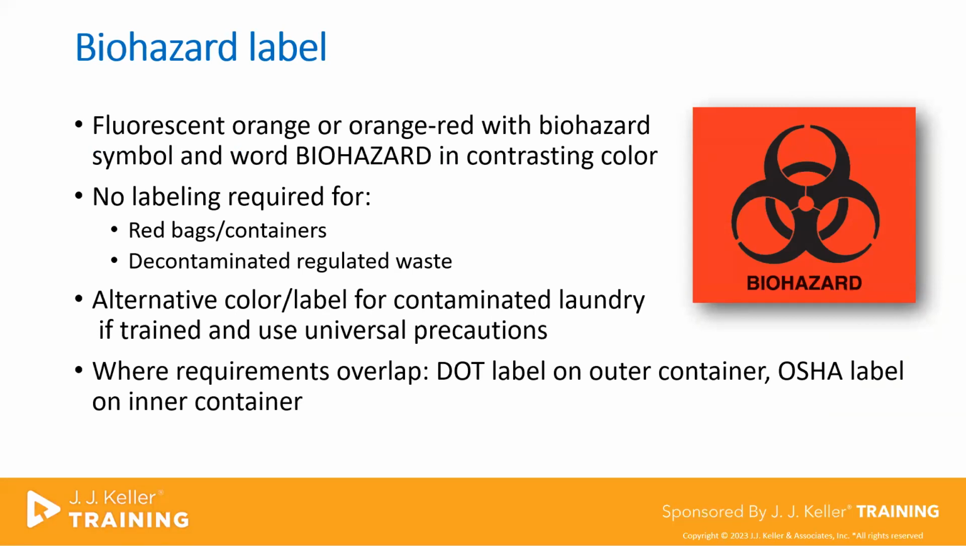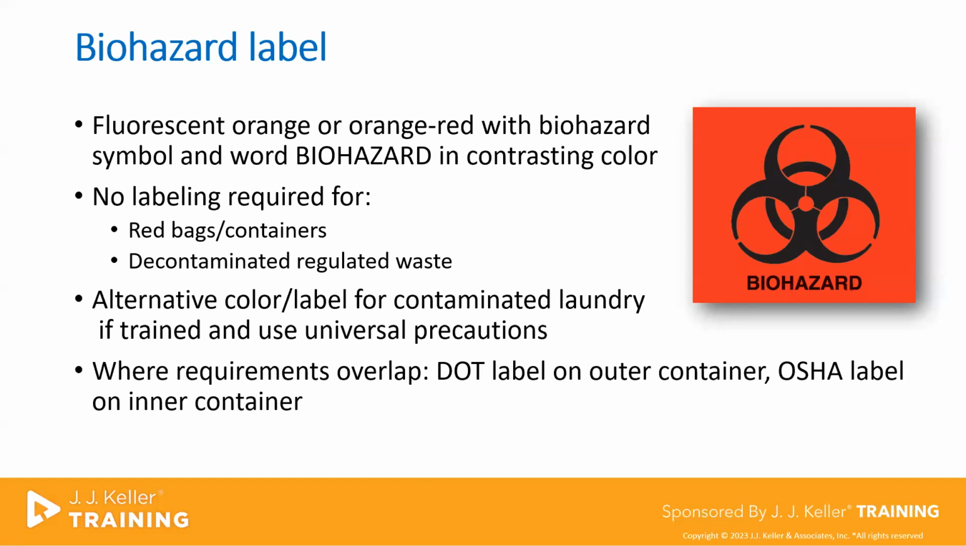So a warning label must be attached to containers of regulated waste, refrigerators, and freezers containing blood or OPIM, and other containers that you use to store or ship blood or OPIM. The label has to be fluorescent orange or orange red in color and have the biohazard symbol followed by the word biohazard in a contrasting color.